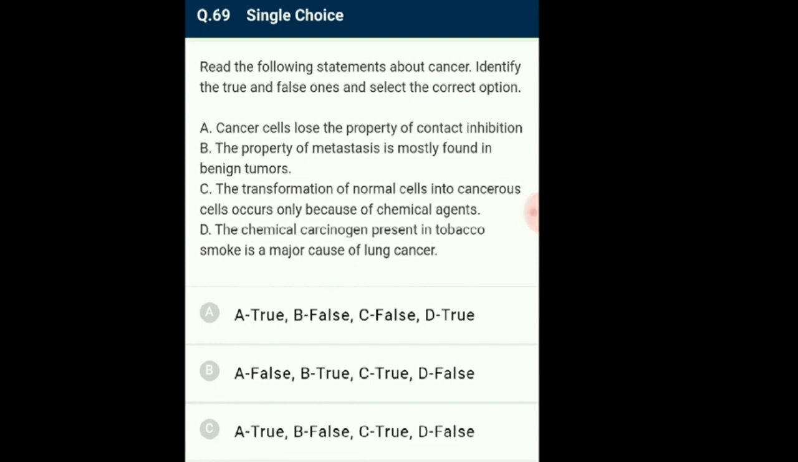So the answer for this question is option A. Statement A is true, statement B is false, statement C is also false, statement D is true. From the given 4 statements, A and D are true, B and C are false. So the correct option is option A.